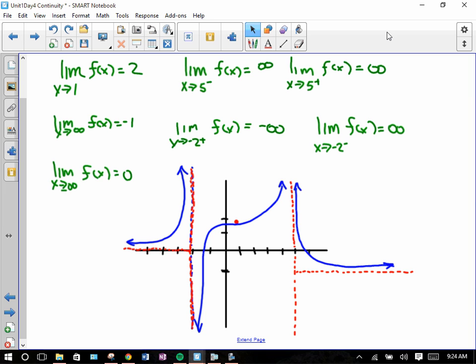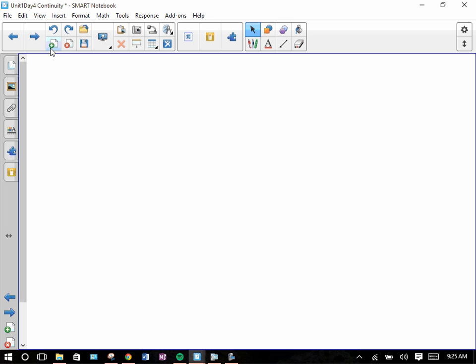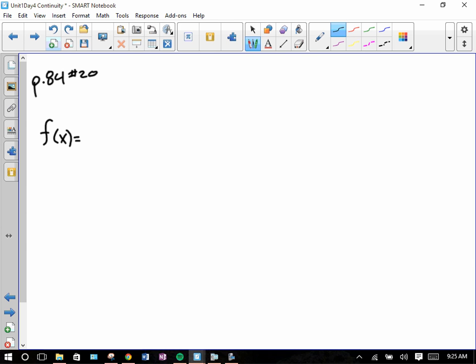So let's look at page 84, number 20. It says f of x equals 3 minus x when x is less than 2, 2 when x equals 2, and x divided by 2 when x is greater than 2. Part A: find each point of discontinuity. Part B: which of the discontinuities are removable, not removable? Give your reasons for your answer.